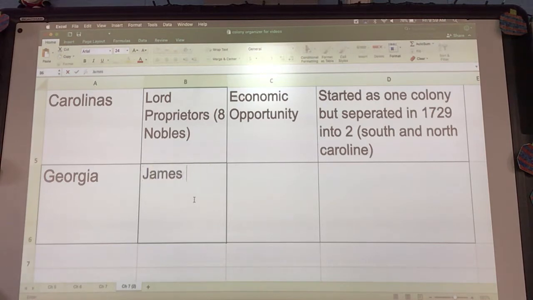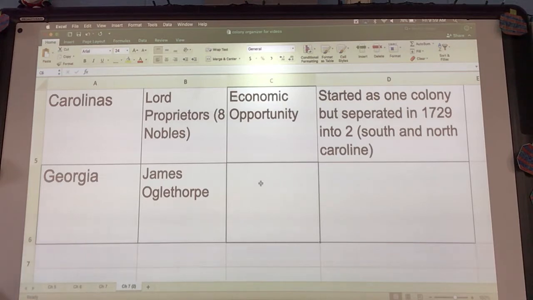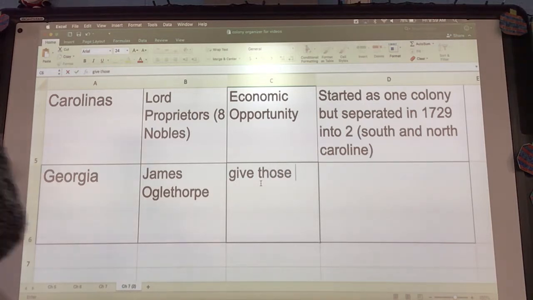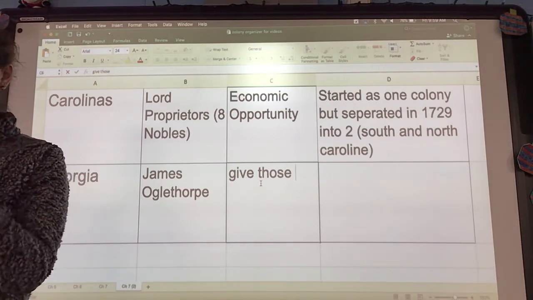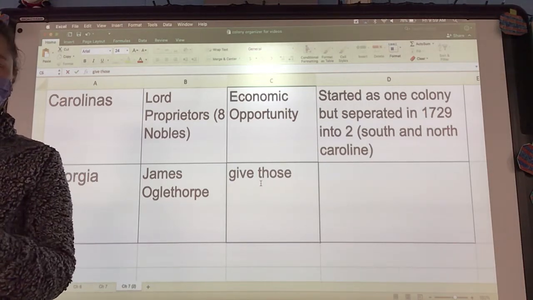Yeah, James Oglethorpe. I'm going to spell this wrong. There we go. I also know something about why he founded it. Sure, go ahead. Economic opportunities for debtors, and a defense buffer. Yep. So they were the indentured servants, right? Those indentured servants were working off debt. A debtor is somebody who owes money. So they owed money to England.